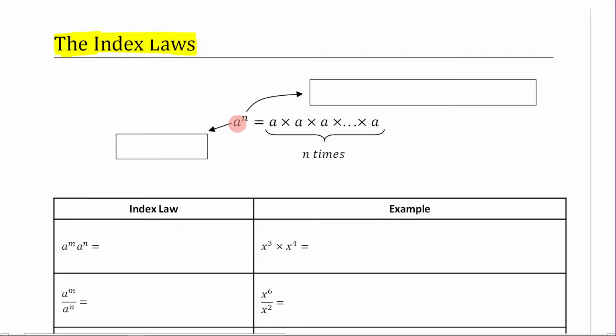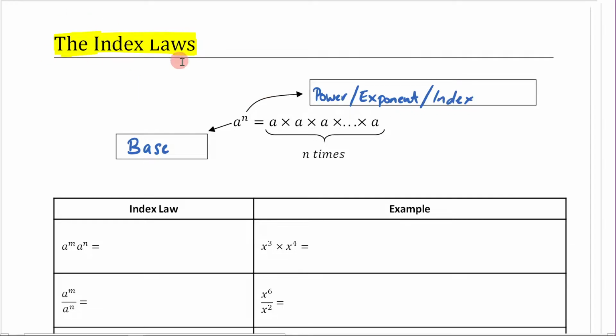Just to begin with some definitions here, if I've got a to the power of n, what do we call this a and this n? Well, we call the a the base. Then we call this n by many different names. We can call it a power, an exponent, or an index, from which we get the index laws. So these are all the different names we give to this right here.